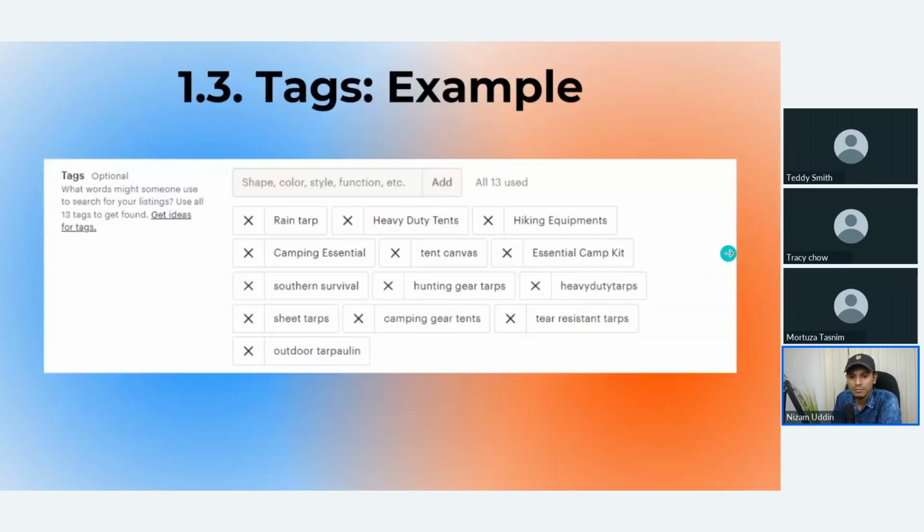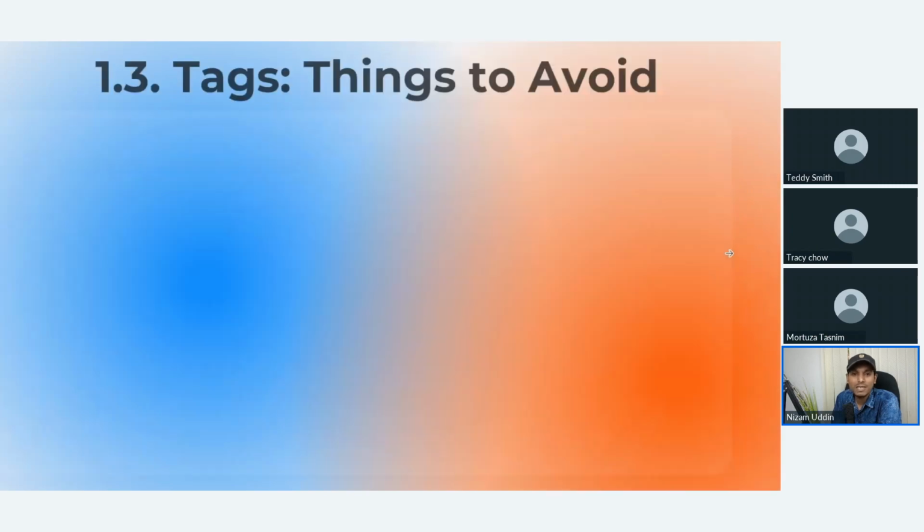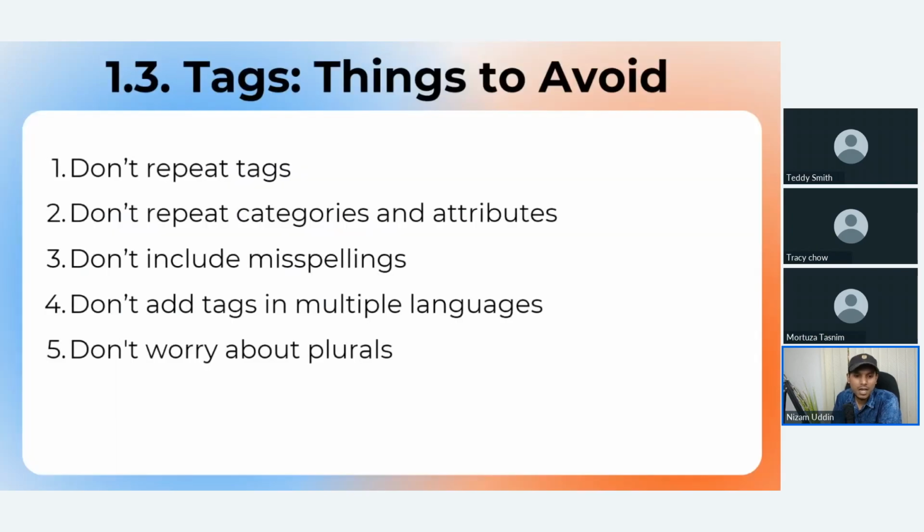Now, moving forward, let me tell you what things you should avoid while preparing tags. You shouldn't repeat tags multiple times, and you don't need to include category or attribute names in the tags without keywords or things that people would search with. You shouldn't include any misspelling, and you don't need to add tags in multiple languages. Just use one language, and don't worry about plurals. For example, if someone searches with jewelries, you can also include jewelry. You don't need to include both jewelry and jewelries at the same time.